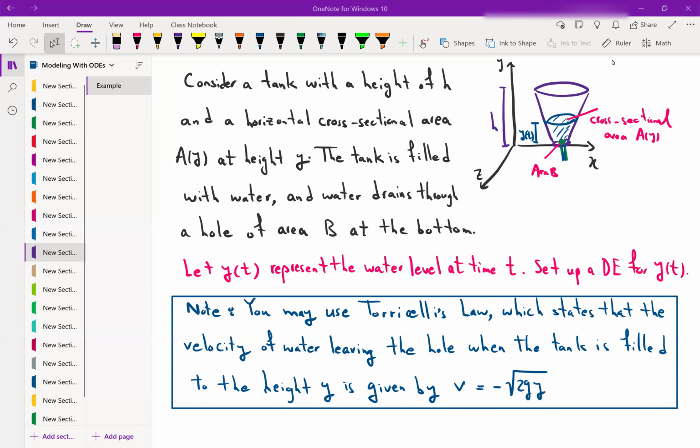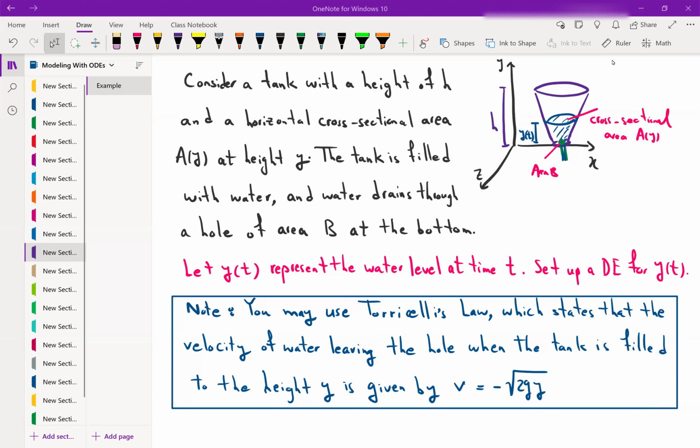Previously, we discussed mixing problems where the governing differential equation is derived using a basic balance principle or a basic conservation principle. And what we want to do here is look at another example, water leaking through a hole at the bottom of a tank. In this example, we can also derive the governing equation by considering a simple balance principle, a simple conservation principle. All right, let's dive in.